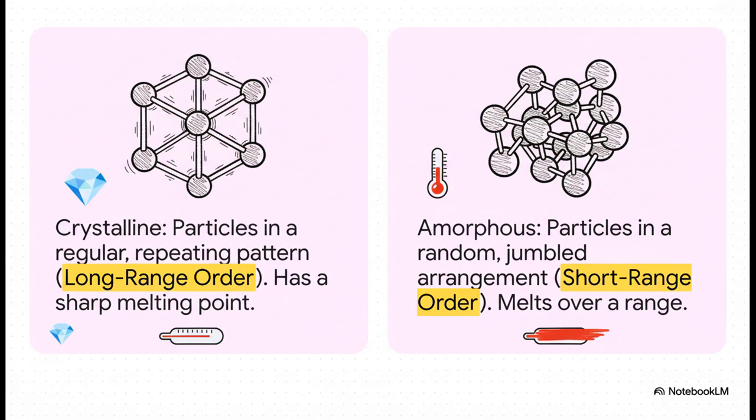Then on the other side, you have amorphous solids, like glass or plastic. Their particles are just a random jumbled mess. They only have short-range order, which is just a fancy way of saying an atom knows who its immediate neighbors are, but that's about it. And that's why they don't really melt. They just soften gradually over a range of temperatures.